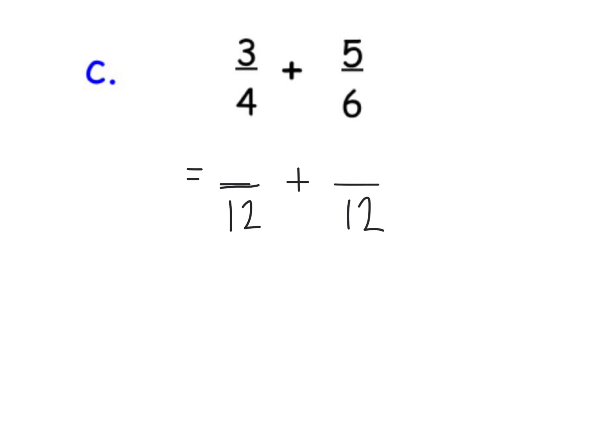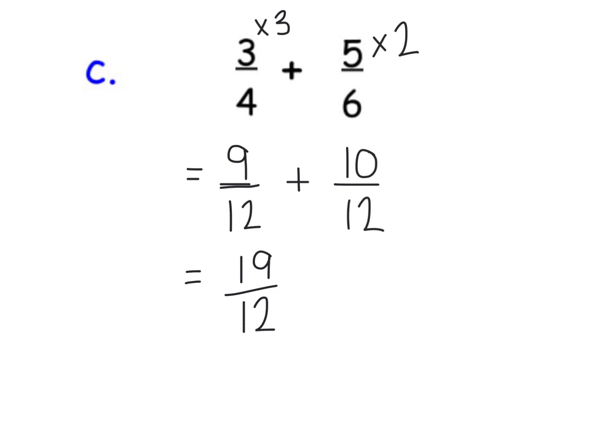Well, 4 times 3 is 12, so I have to times the top number by 3. 3 times 3 is 9. 6 times 2 is 12, so I need to times the top number by 2. So 5 times 2 is 10. And then I just add the top numbers together. 9 twelfths add 10 twelfths is 19 twelfths.